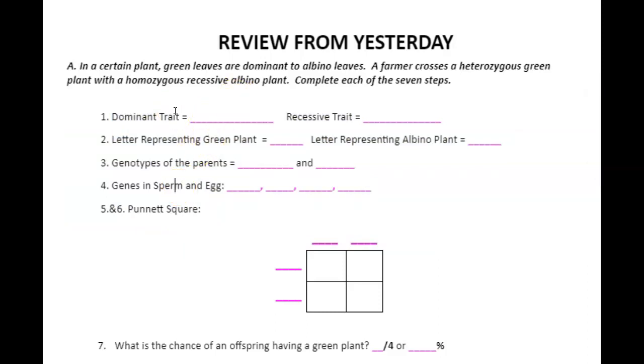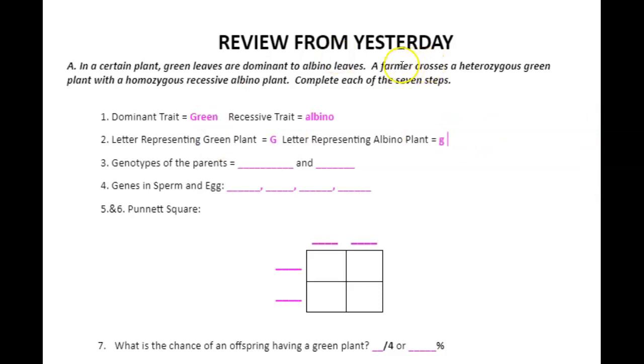So the first thing we have to do is figure out what's the dominant trait, what's the recessive trait. So dominant is going to be green, because we read that up here. Recessive is going to be albino. We need to choose letters. I'm just going to use a capital G for green and a lowercase g for albino.